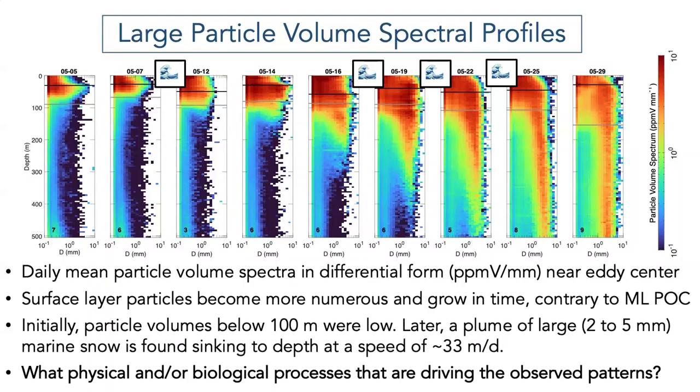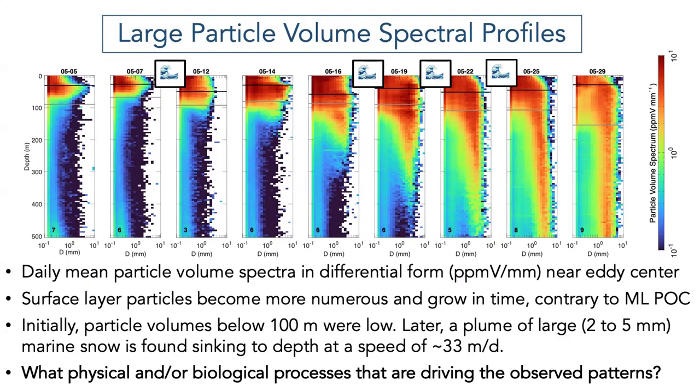So we can see that surface layer particles become more numerous, and the colors are emitting and they're growing, so they're moving to the right as a function of time. And this goes contrary to what's happening to the POC concentrations in the mixed layer. Initially, the particle volumes below about 100 meters were low, and eventually, about on the 16th or so, we start to see this plume of very large, 2 to 5 millimeter sized marine snow particles sinking to depth at a speed of roughly 33 meters per day.